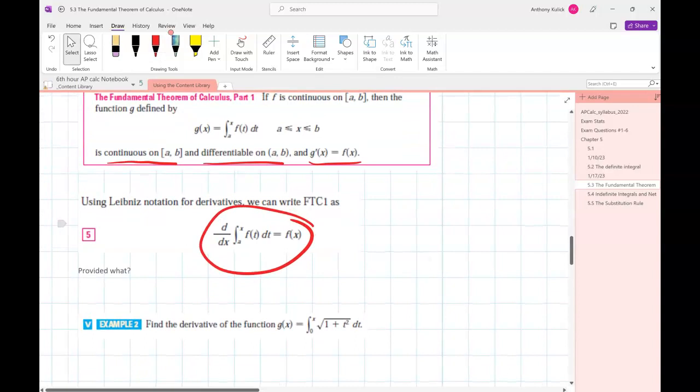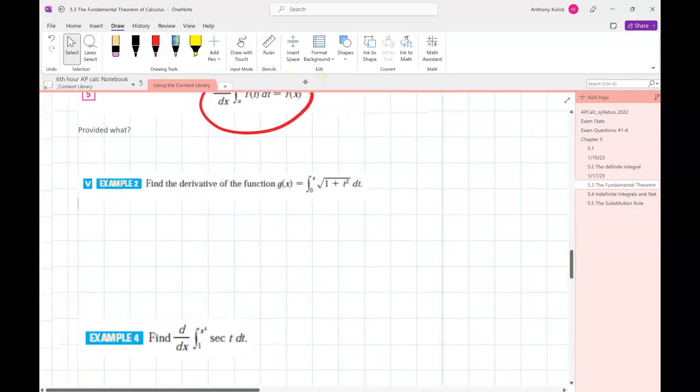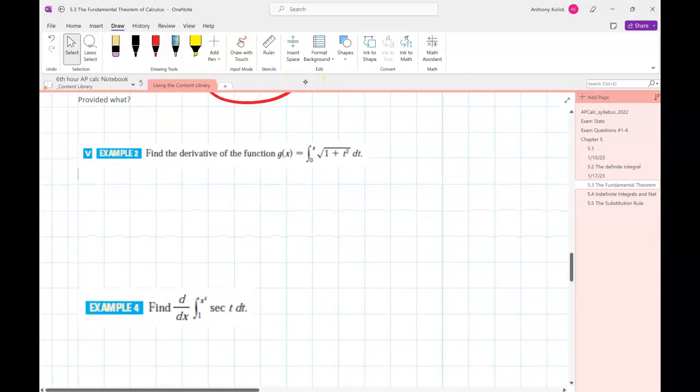Okay. And I mentioned this, provided what? We had it up here. Okay. So, example: we have the function g of x equals the integral from 0 to x of the square root of 1 plus t squared dt. And we want the derivative.